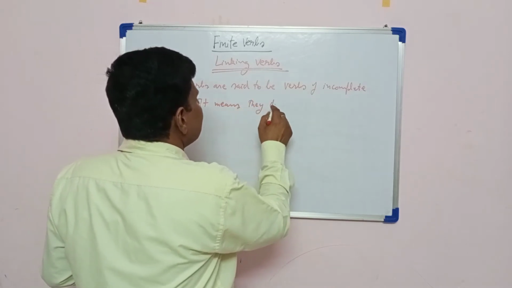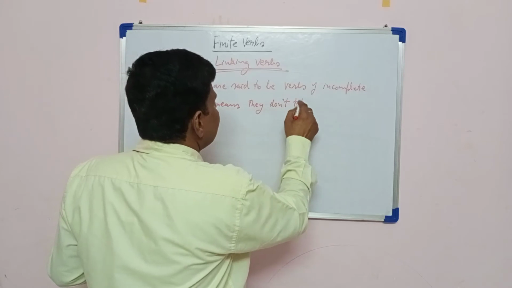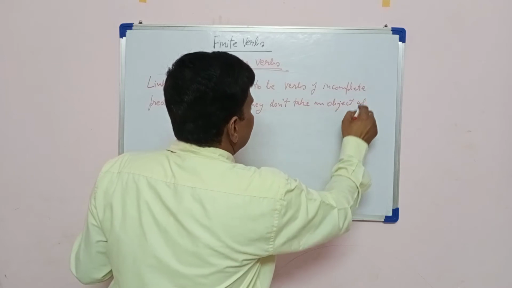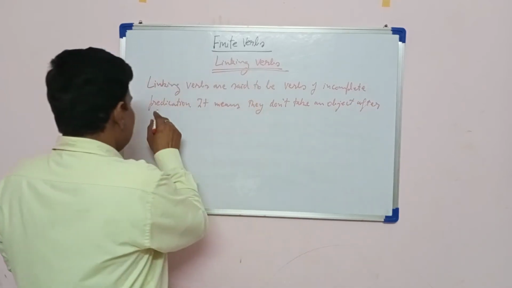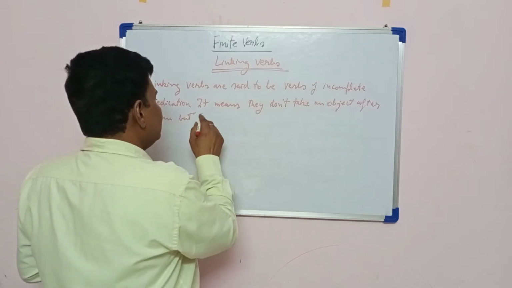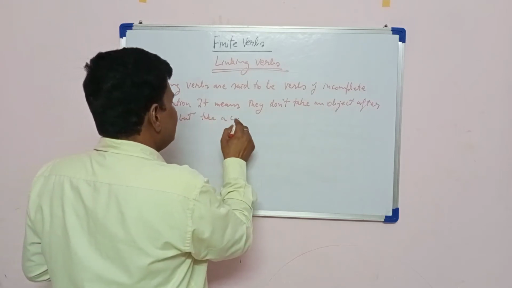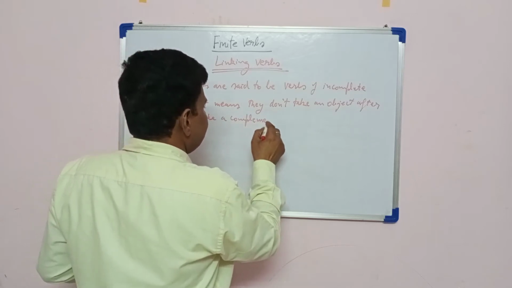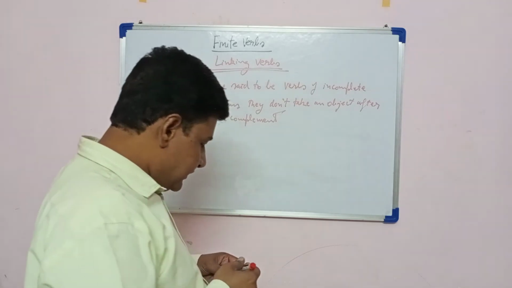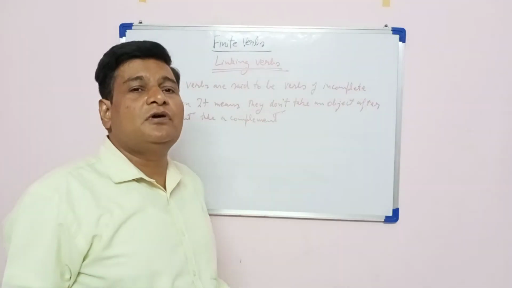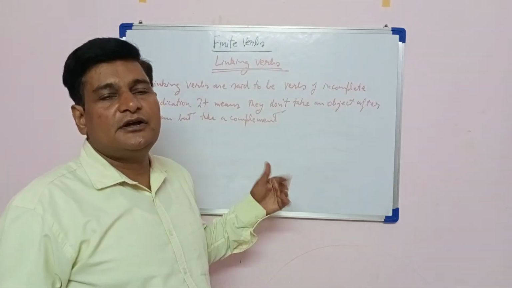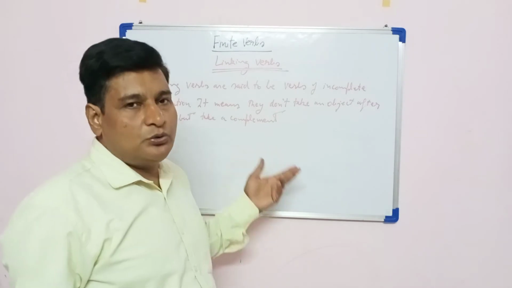They don't take an object after them, but they take a complement. There are certain linking verbs: linking verbs of the form be and linking verbs of the form without be.